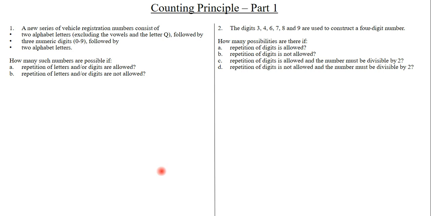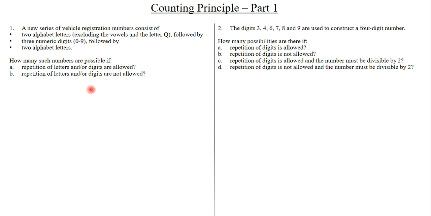So without wasting any further time, let's look at the first question. It reads as follows: a new series of vehicle registration numbers consists of two alphabet letters, excluding their vowels and the letter Q, followed by three numeric digits, from 0 until digit 9, and followed by two alphabet letters.